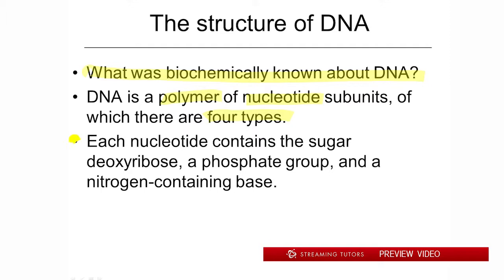Each nucleotide has a sugar, and in the case of DNA, that sugar is called deoxyribose. It's a 5-carbon sugar. There's a phosphate group, and there's also a nitrogen-containing base. So let's look in a little bit more detail at this.